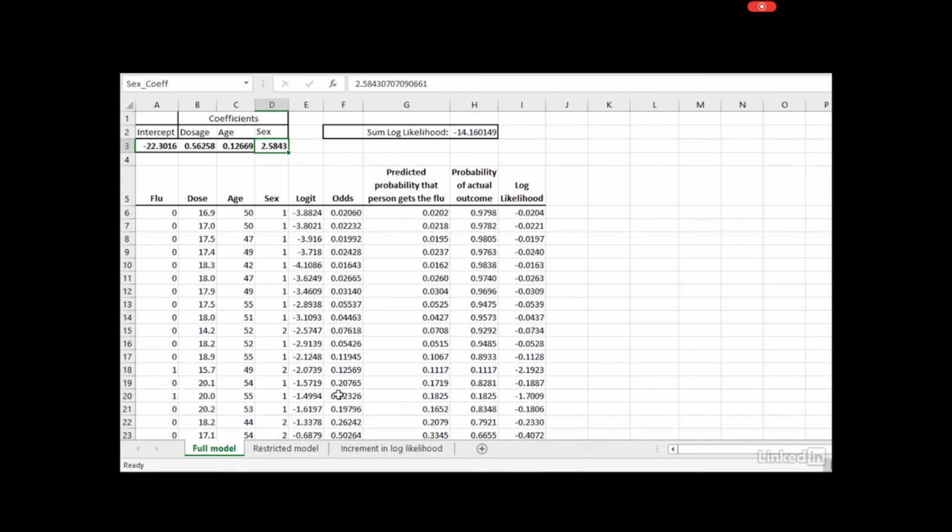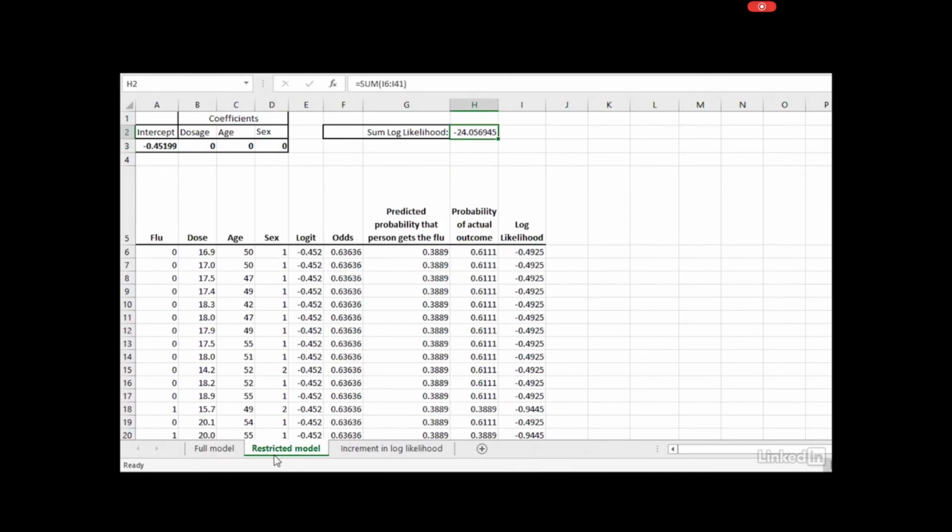Well, one of the ways that we can use to check that is by using what I'll refer to as a restricted model, as distinct from the full model that we've got on this worksheet. Now, in this restricted model, I have constrained the coefficients for dosage, for age, and for sex to be 0. In other words, just basically drop them out of the equation and use the intercept alone. Now, the intercept is just a scaling factor. It's possible now to calculate a sum of the log likelihood using the intercept alone and not using dosage, age, and sex as part of the equation.